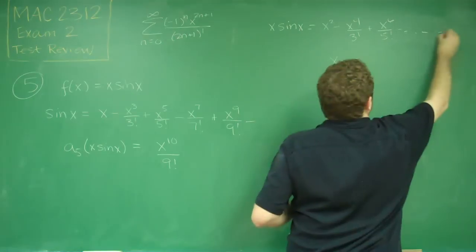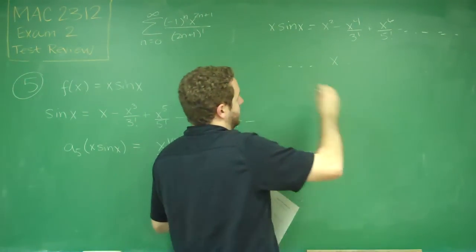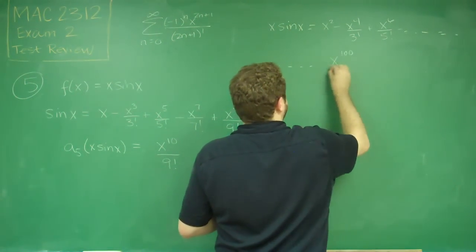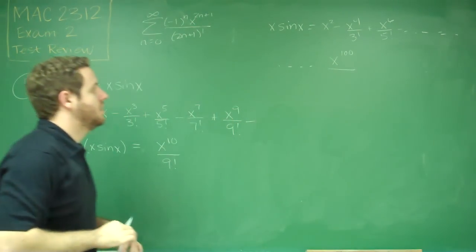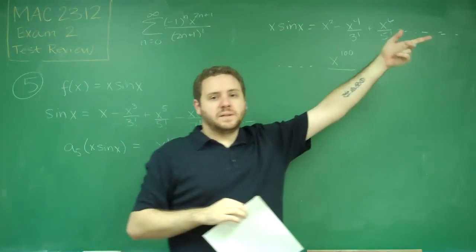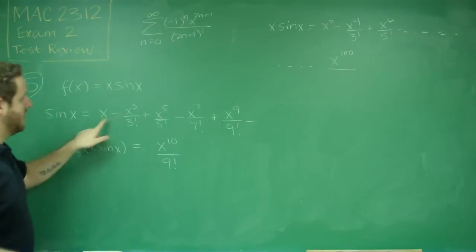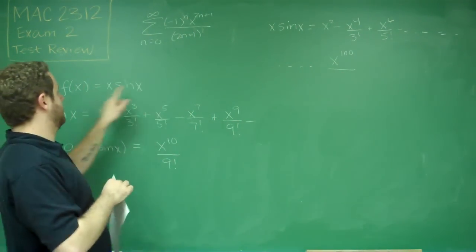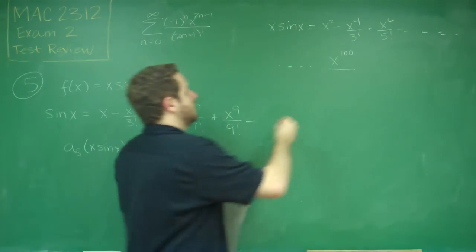So eventually, there's going to be a term that has x to the 100. What's it going to have on the denominator? All these factorials are 1 less than the power because we raised all our initial powers by 1 because of this x.